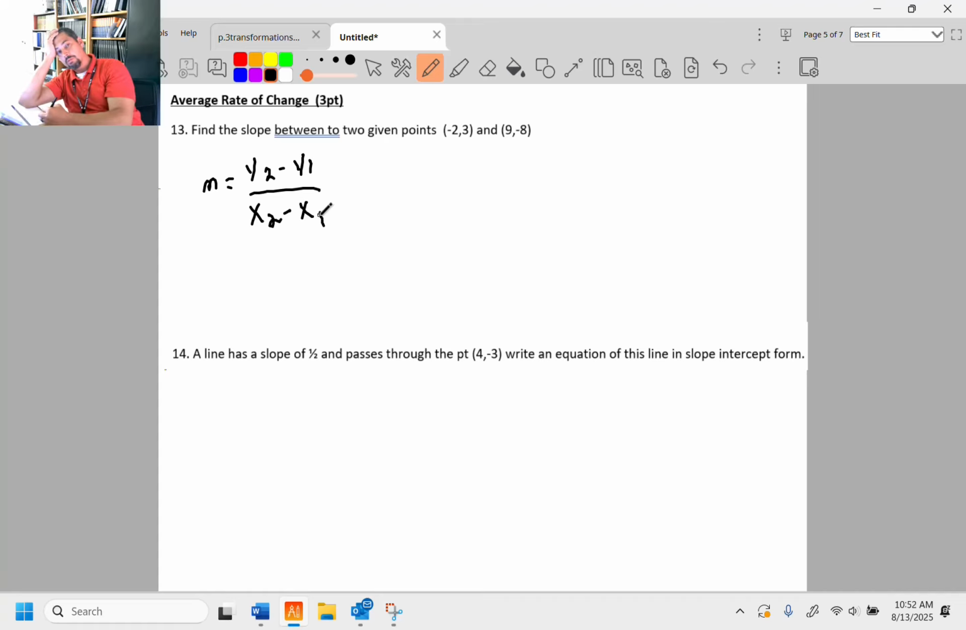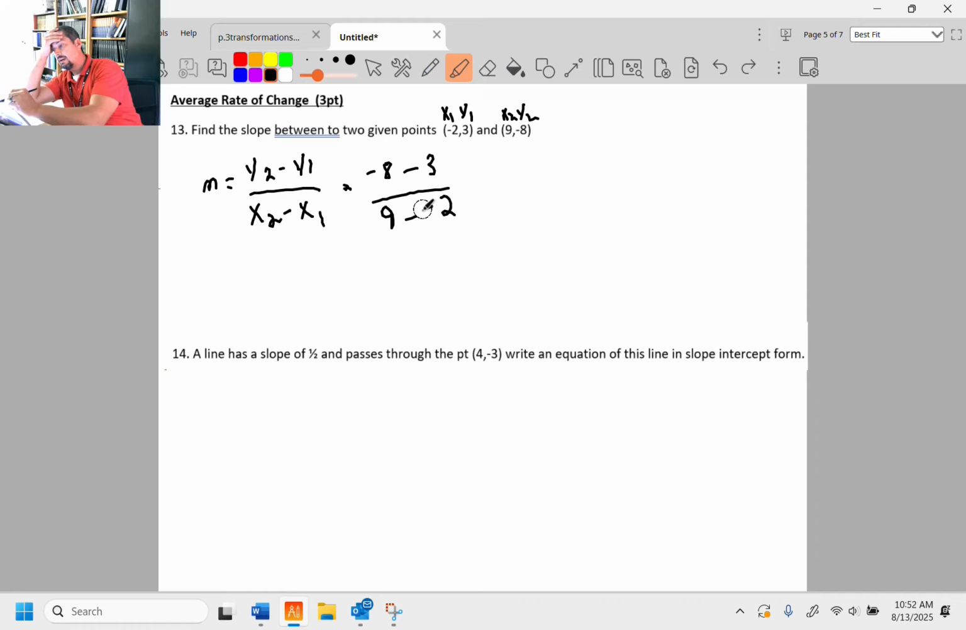That's the formula for slope, y2 minus y1 over x2 minus x1. We get our ordered pairs from the points that are given. First ordered pair is x1, y1. Second ordered pair is x2 and y2. And then we just plug things in. We just feed the formula. So y2 is negative 8. We're going to take away y1, which is 3. It's sitting pretty over x2, which is 9. Take away x1, which is a negative 2.